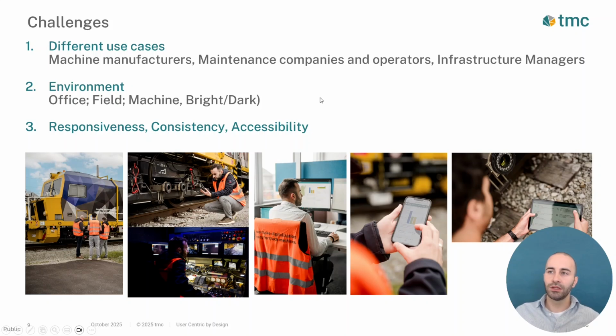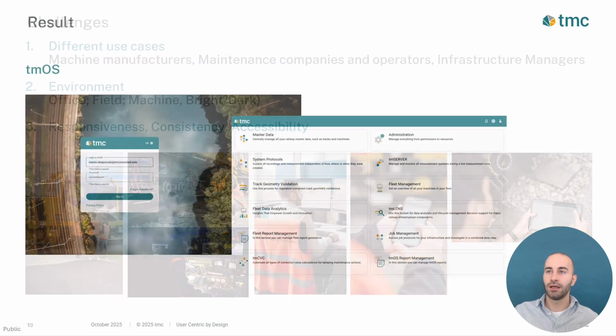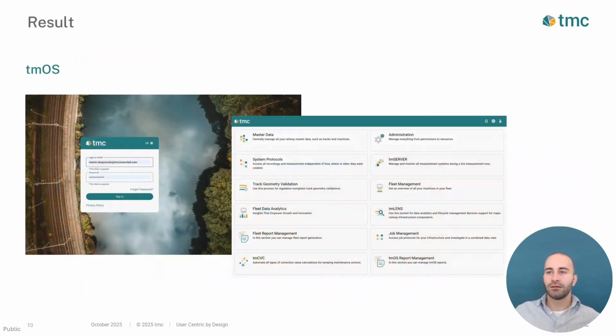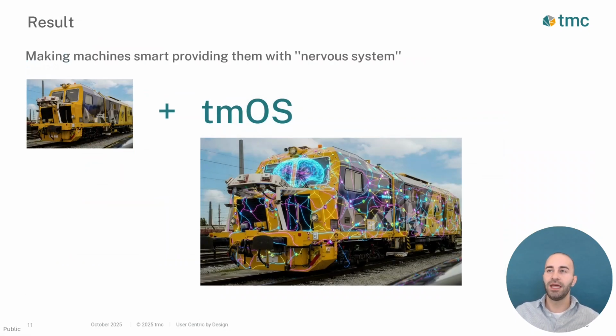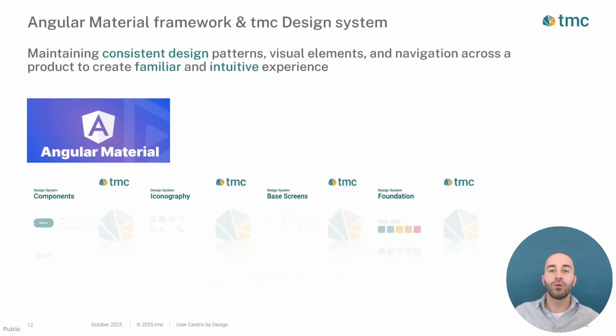Before I continue with our UI examples, the end product, how do we manage to solve these problems? I would like to mention what is the base for all of this. The TMOS, our main application, basically needs to serve as, we want to say, the main nervous system of the machine, which makes the machine smart. How do we do this? By following some of the frameworks that we're using. First of all, Angular Material Design is a framework that is a base to what we do.